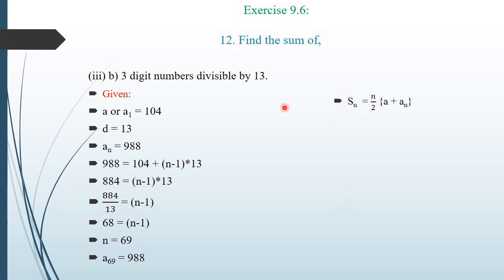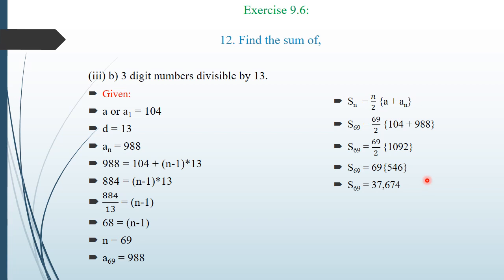Now we'll apply the formula Sn equal to n by 2 into a plus an. Substituting all the known values, I need to find n as 69 here, the sum of 69 terms. 69 by 2 into the first term 104 and the last term 988. Now S69 is equal to 69 by 2 and adding these two terms here, 988 plus 104, I'll get 1092. S69 is equal to 69 into 546. When I multiply these two terms, I'll get S69 is equal to 37,674. Therefore, the sum of all those 3-digit numbers divisible by 13 is going to be 37,674.